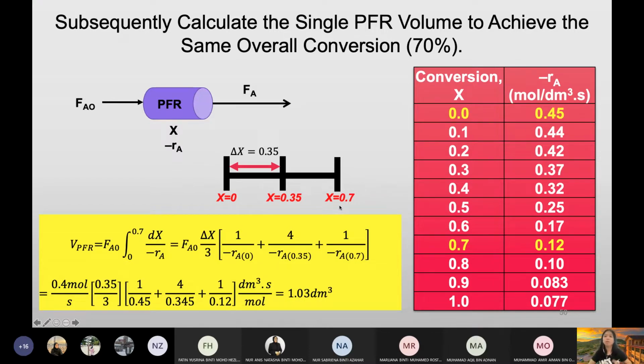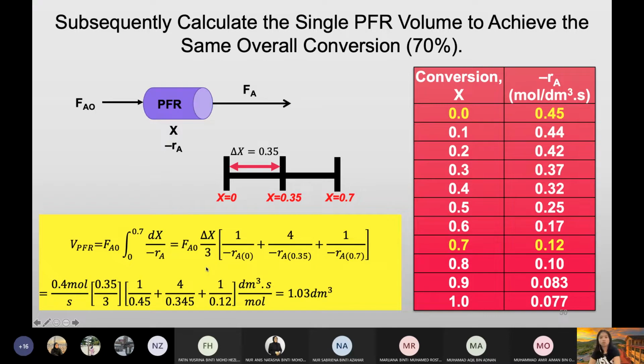So what volume is required? The middle conversion becomes 0.35, because initial 0, final 0.7, your middle conversion is 0.35. And then you find the difference. The difference either front or back is still the same. The difference will still be 0.35. 0 to 0.35, the difference is 0.35. 0.35 to 0.7, the difference is still 0.35. So delta X is 0.35 divided by 3.